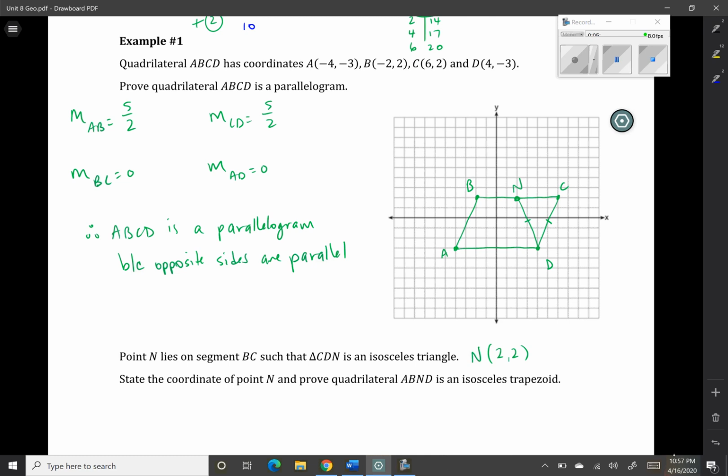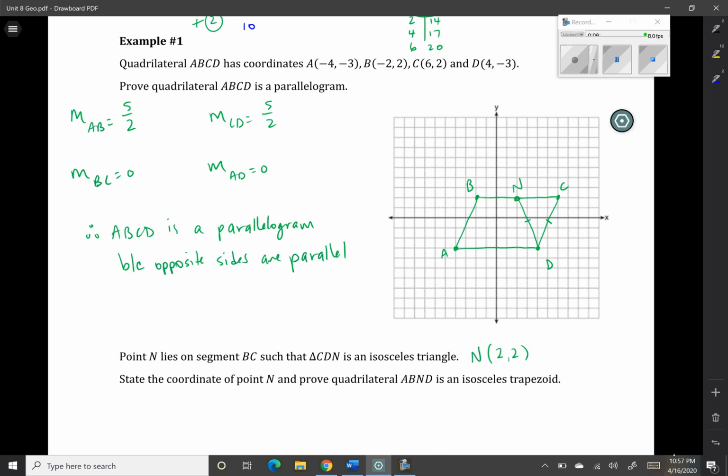Now, this is actually not the only answer. There's another answer for point N. It makes the problem way more challenging to do, so we're not going to do it that way. We're going to go with this N value. All right, so if you're thinking that there's another way of doing it, just email me. I'll be happy to answer whether or not you did it right or not. But this is the easier way of doing it.